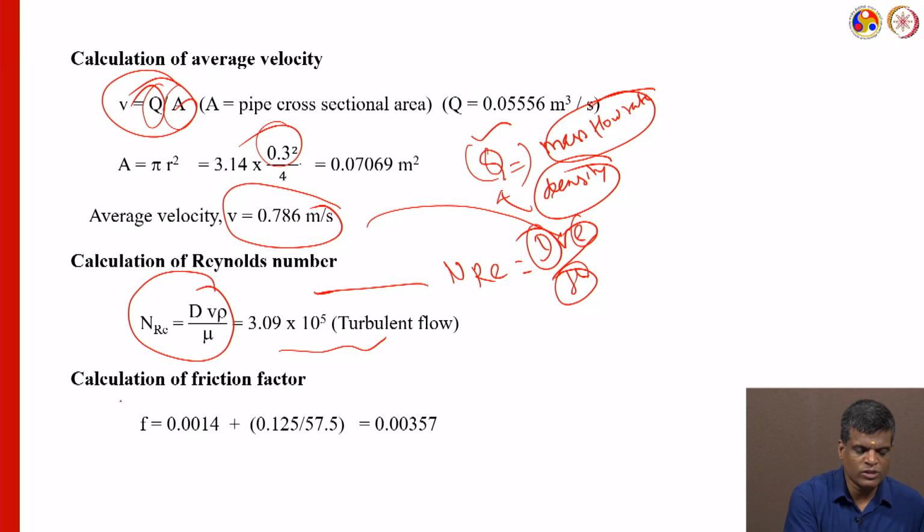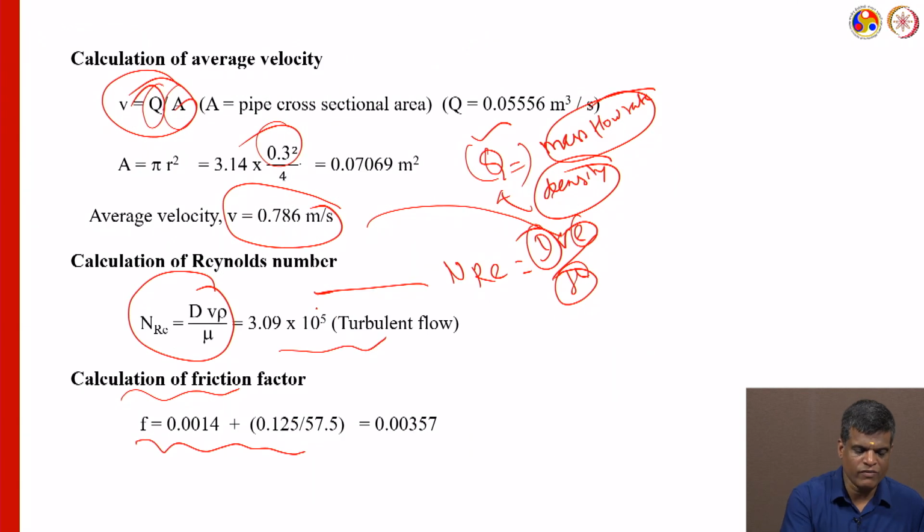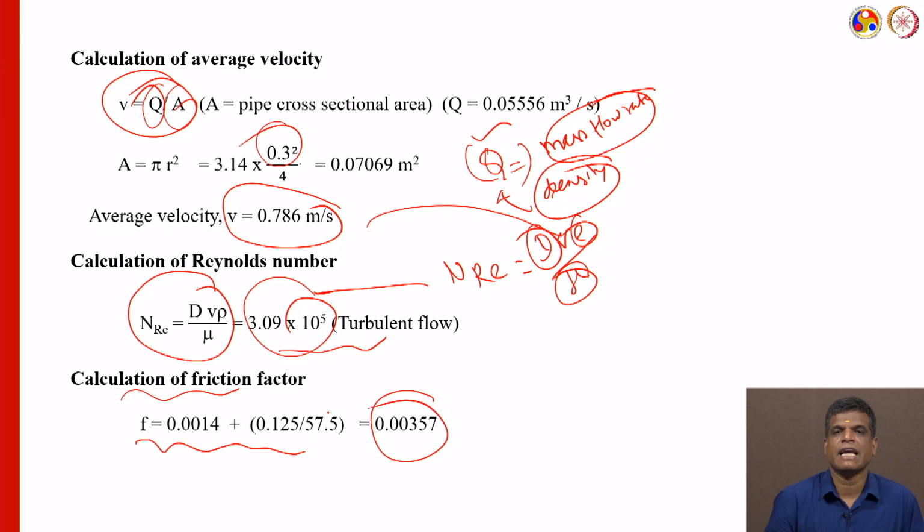So then you can use the friction factor equation. That is the friction factor equation, f equal to, so once you calculate the Reynolds number, f equal to this equation already there, 0.0015 plus 0.125 N_Re to the power minus 0.32. So use the N_Re value here and get the value, finally the friction factor, f.